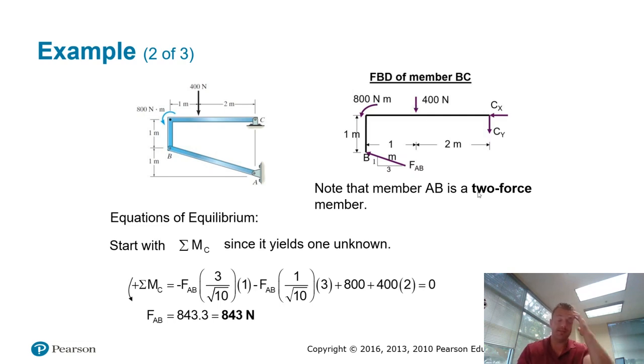So you can hopefully just see, like naturally, with our standard counterclockwise positive convention, you have 1,600 Newton meters of torque from both the applied moment along with this 400 Newton force 2 meters away from point C. So that's counterbalanced by both the horizontal component of FAB along with the vertical component.